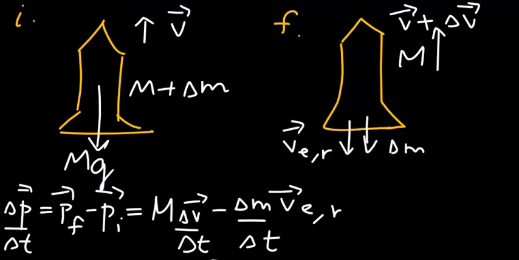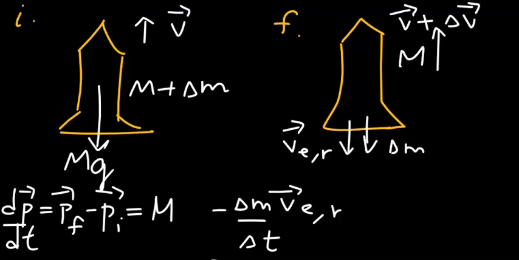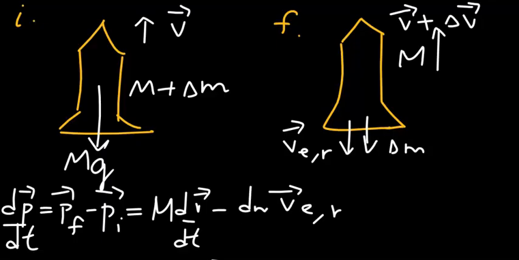We can rewrite this equation in the language of calculus. So that is just dp/dt using derivatives. And on the other side is capital M times dv/dt, and the last term is dm/dt times v_er. Newton's second law says this is the amount of force, the net force, that is acting on the system.